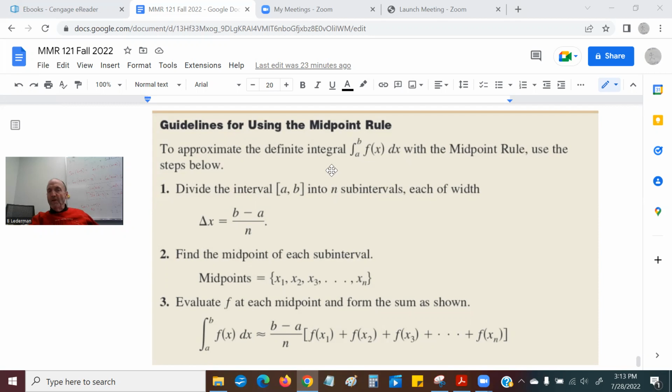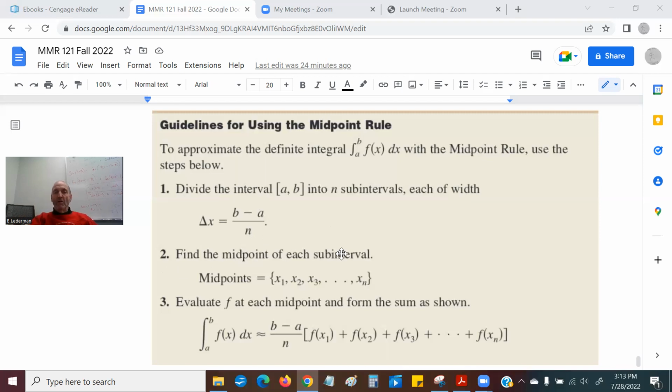Now these are very generalized steps, and they summarize what we did in that previous video. I'm going to do a new example in this video to illustrate them. First, we divide the interval a, b into n subintervals. In the previous case, we divided into four intervals. The width of each one is delta x, which is b minus a over n, where b minus a is the length of everything from a to b, divided into n subintervals. So each subinterval is 1/n of the total, b minus a. This formula makes a lot of sense.